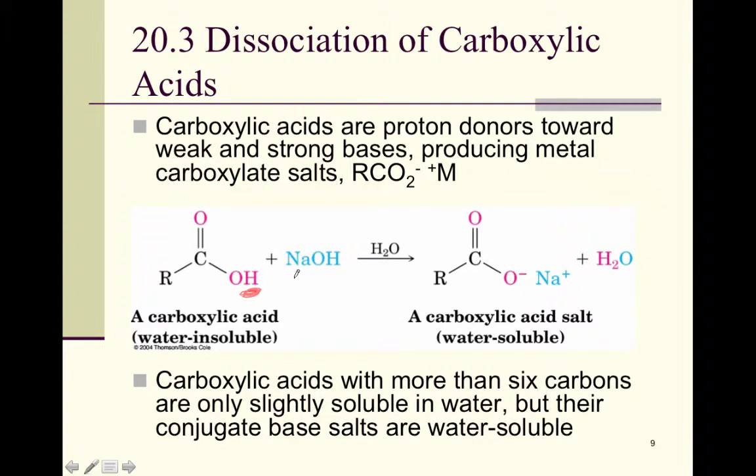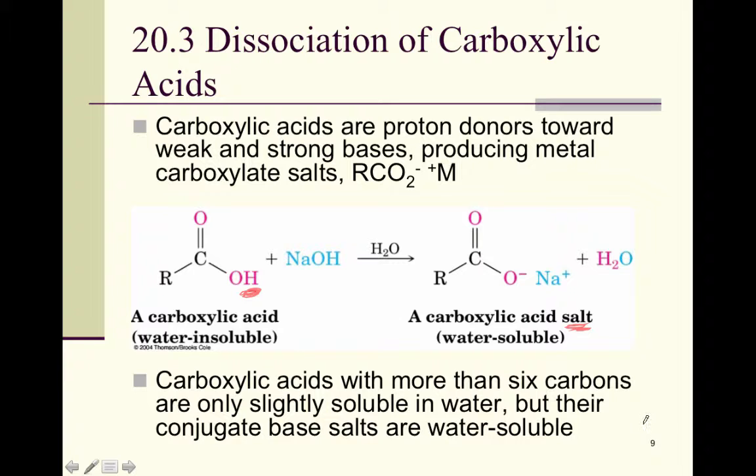In this example, we have a strong base, sodium hydroxide, and what's going to happen is our hydrogen here is going to join the OH, forming water, and this is a carboxylic acid salt. Notice that my oxygen here has a negative charge, and ionically bonded to that would be my sodium plus. Because we have an ionic bond, that's why this is known as a salt. Ionic compounds are classified as salts.